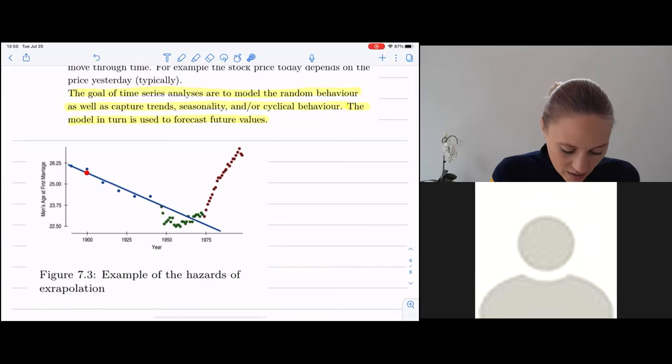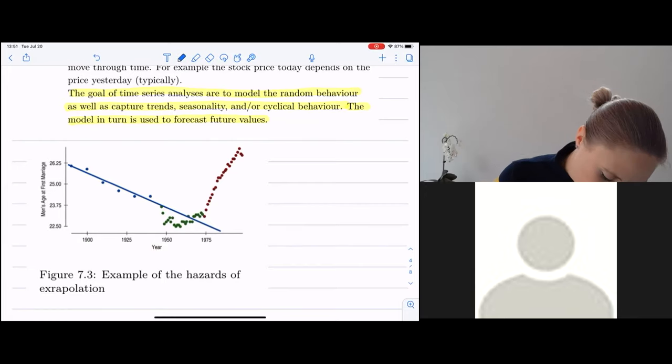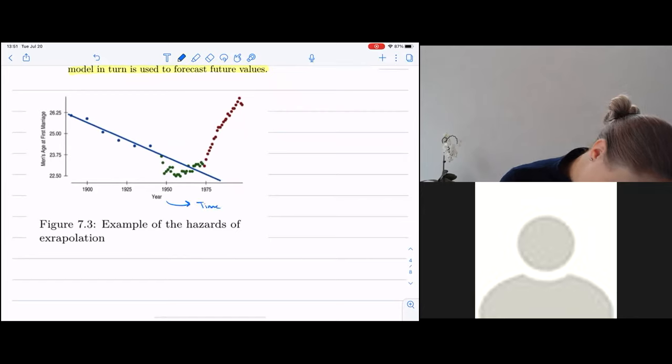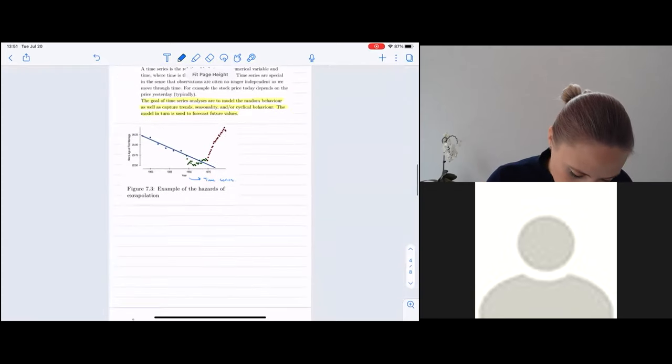Now, this blue line, right? If we use the data from the 1900s to, let's say, even 1950 here, we've got a relatively linear relationship, a strong negative linear relationship, which we could model with a straight line, and that's fine. But what happens when we try to use this line to predict the men's age at first marriage for 1960, which would be maybe here, right? Then we're over predicting the age because something else happened in our data, right? And so here we've got time on the x-axis. So this is a time series. Right? And so it would require some special analyses and special considerations.